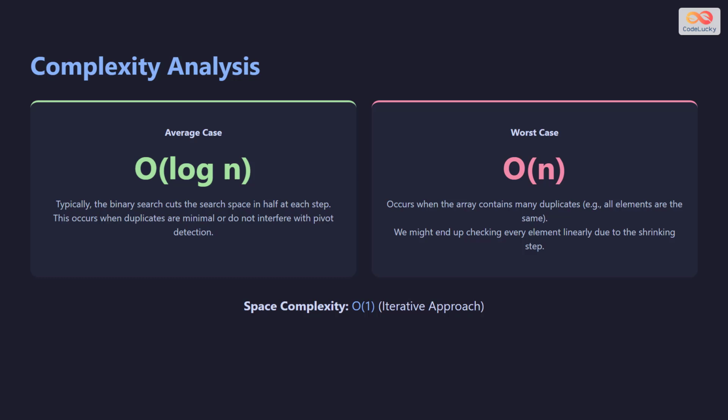Let's discuss performance. In the average case, where duplicates are few, we achieve O(log n) time complexity, similar to standard binary search. However, in the worst case, such as an array of identical elements, we might end up shrinking the window one step at a time, resulting in O(n) linear time complexity. The space complexity remains constant, O(1).